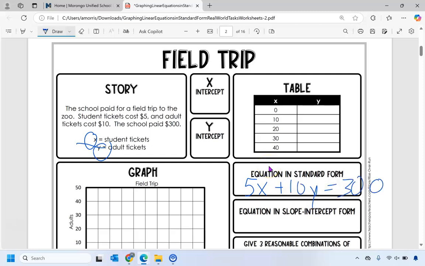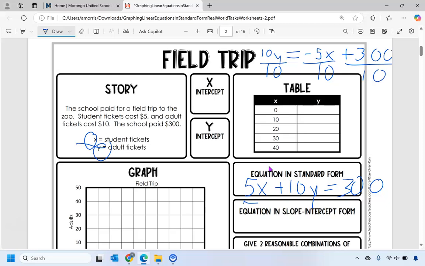Okay, so the first thing I'm going to do is put this in slope-intercept form. Now I need to subtract 5x from both sides. Subtract 5x from here and move it over here. So that's going to give me 10y is equal to negative 5x plus 300, okay? And then I'm going to take each term and divide it by 10 because I have to isolate y.